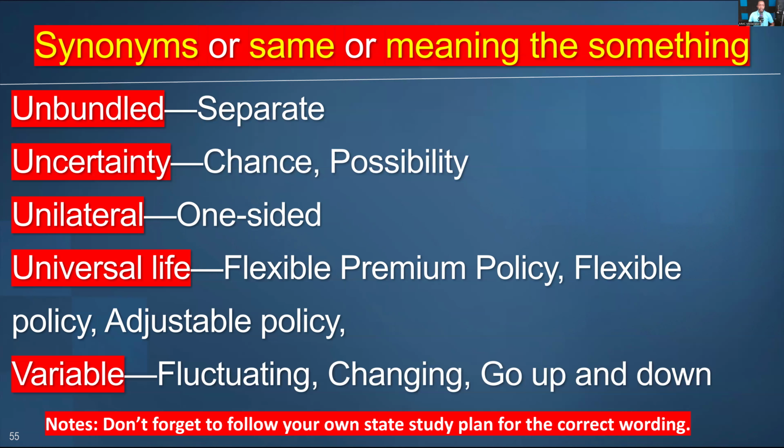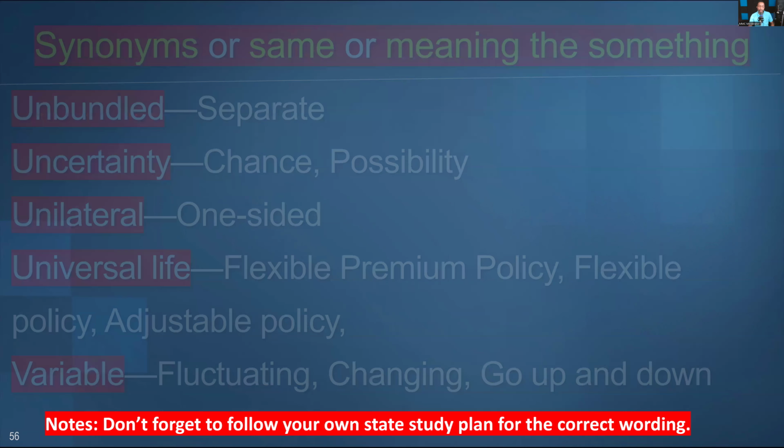Variable life. Variable life, fluctuating. And you did learn that word already. When something is variable, it fluctuates, it changes, it goes up and down. The reason something variable goes up and down is because part of it is investment. It's not fixed. It's variable.